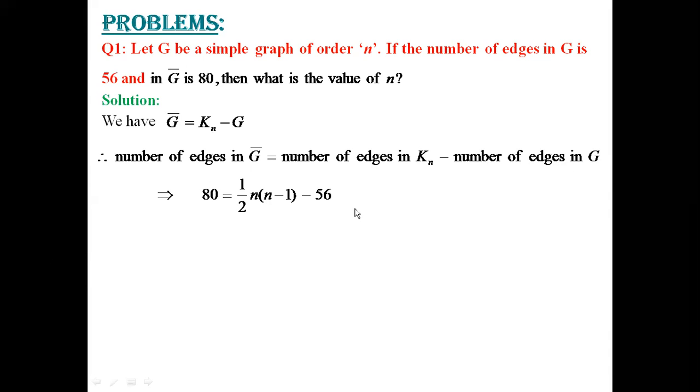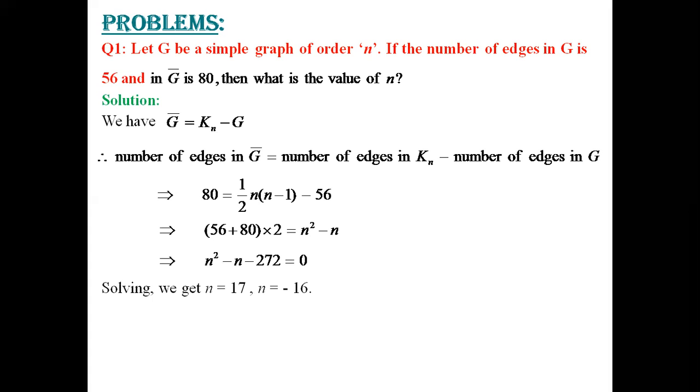So let us simplify this and obtain the value of n. We have 56 plus 80, and cross multiplying this 2 to the other side, into 2 is equal to n into n minus 1, which is n square minus n. So this gives us the quadratic equation n square minus n minus 272 is equal to 0. Solving for n, we obtain n is equal to 17 and n is equal to minus 16.